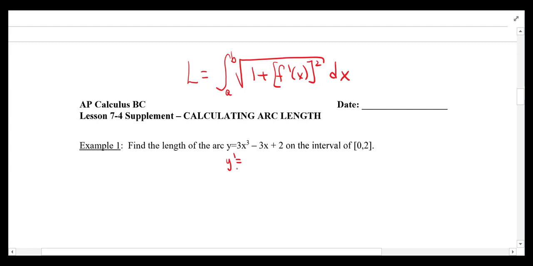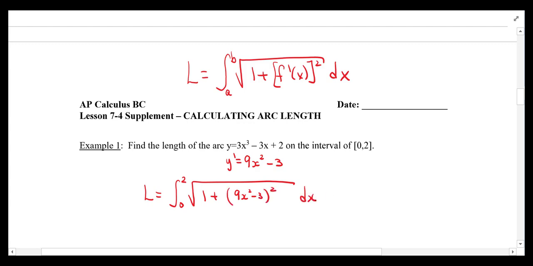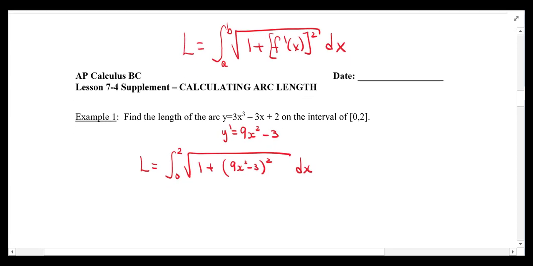So for example, number 1, here's my arc length. It's y equals 3x cubed minus 3x plus 2. Please find the derivative, 9x squared minus 3. And then just plug it into the formula. The length is just the integral from 0 to 2 of the square root of 1 plus 9x squared minus 3, all squared, dx. And if you want to simplify the stuff on the inside, go right ahead and expand that out.